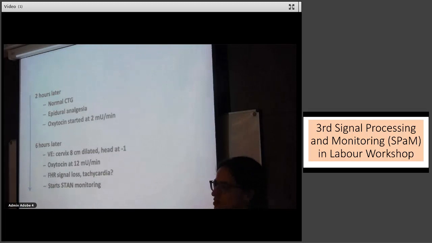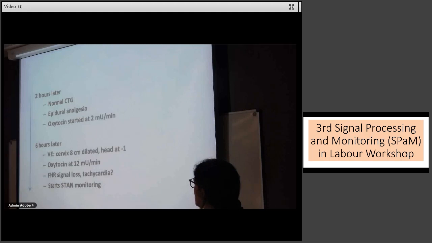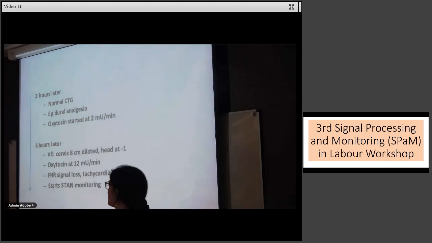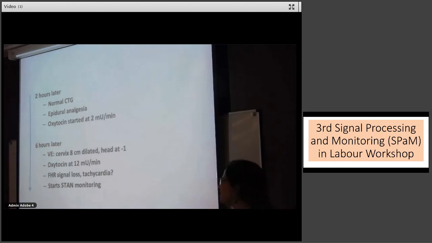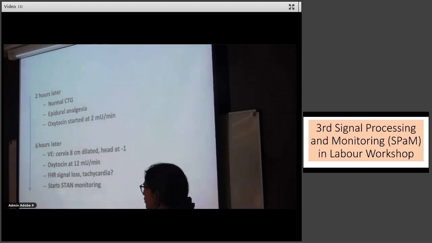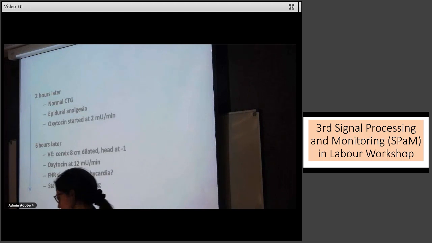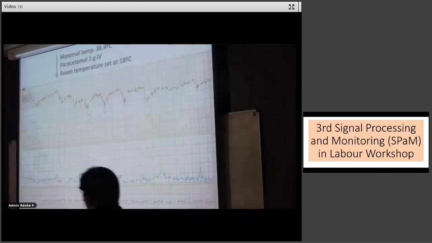Two hours later, normal CTG, epidural analgesia was on, and oxytocin started at 2 milliunits per minute as a way of accelerating labor. Six hours later, the cervix was 8 centimeters dilated, so labor was actually accelerated. Oxytocin was at 12 milliunits per minute. There was a big fetal heart rate signal loss, there was a question of tachycardia or not, and ST analysis was started at this time. And this was the CTG.